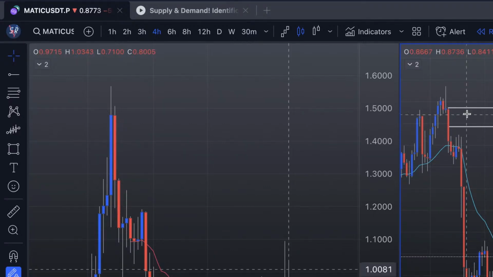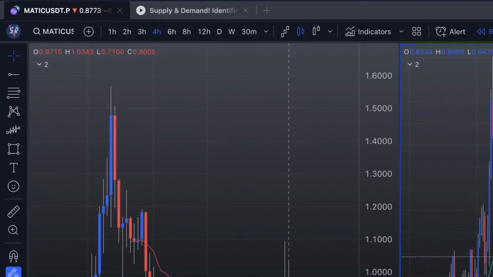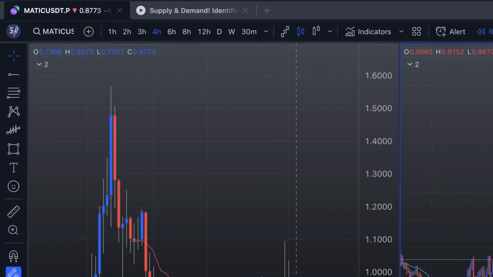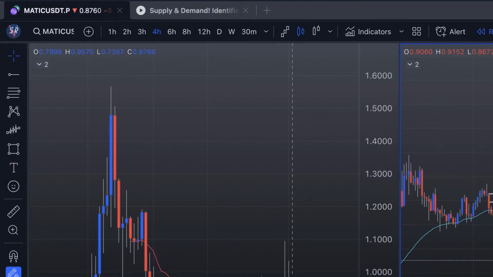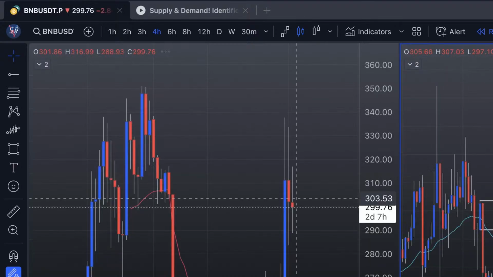Matic, similar story. Quite sideways. Came up here, missed this supply, but market's moving down. I'm not so sure about this zone I've got marked here anymore.